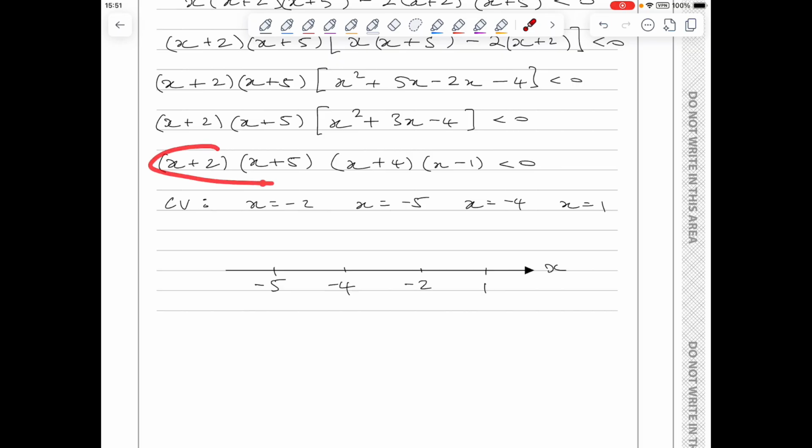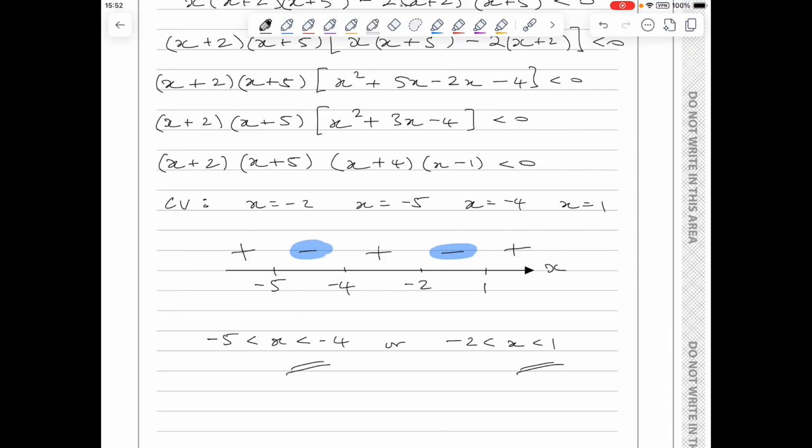Now, if I expand this bracket, this will be a positive x to the power of 4 function, which means when x is very large, y will be large as well, positive, and these signs will alternate between the critical values. And from the inequality sign, less than 0 means negative, below the x-axis. So these are the two regions I want. My solutions are x between -5 and -4, or x between -2 and 1.